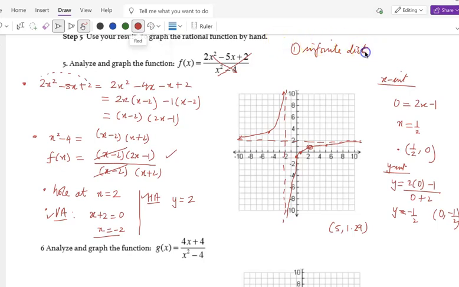OneNote's cheeky. Discontinuity. Yeah. See. Very cheeky. God, man. What's happening? I don't know. Is that supposed to be there?